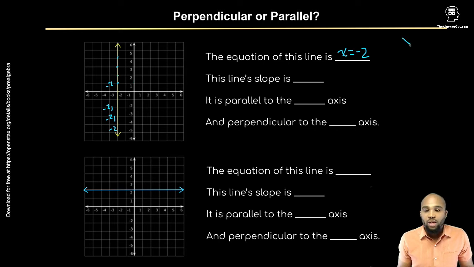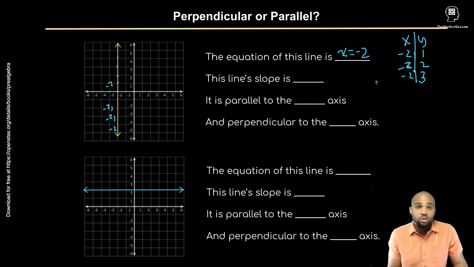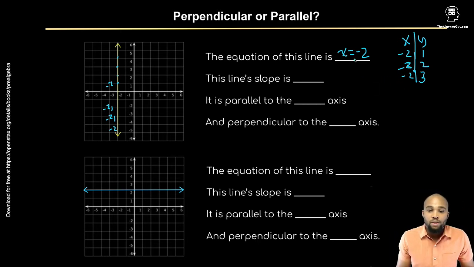So what would that look like if you were on a table? If you had a table, it'd just be -2, 1; -2, 2; -2, 3, and so on. So you just have all -2's there for x. So that's your equation: x equals -2. It's always going to be -2.